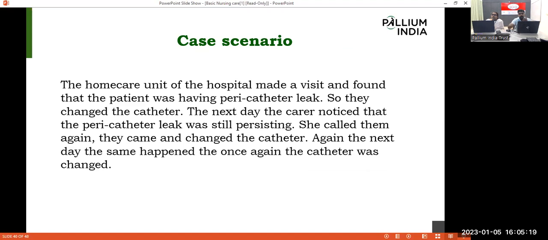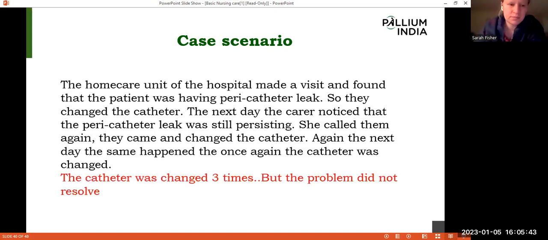The home care unit of the hospital made a visit and they found that the patient was having pericatheter leak. So they changed the catheter. The next day, the carer noticed that the pericatheter leak was still persisting. She called them again and they came and changed the catheter. Again, the next day, the same happened. Once again, the catheter was changed. The catheter was changed 3 times, but the problem did not resolve.